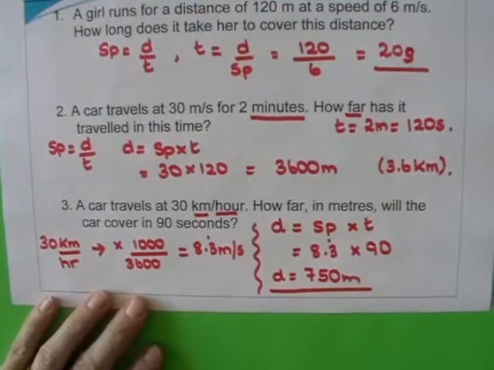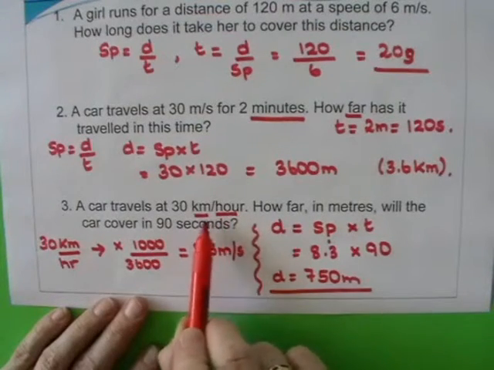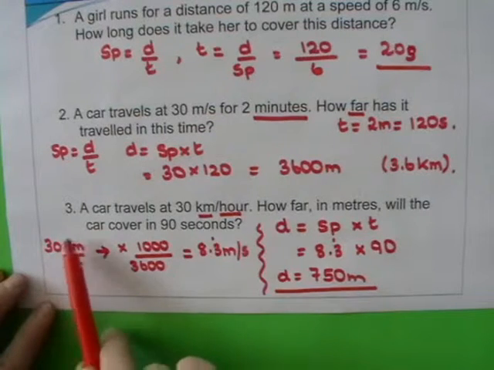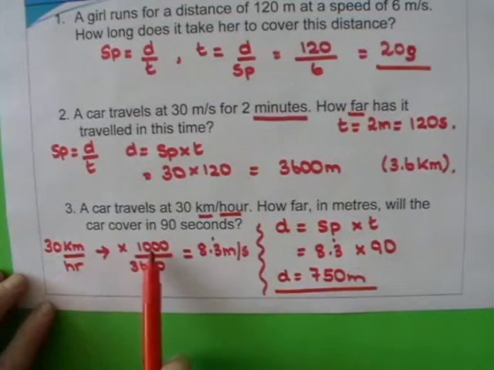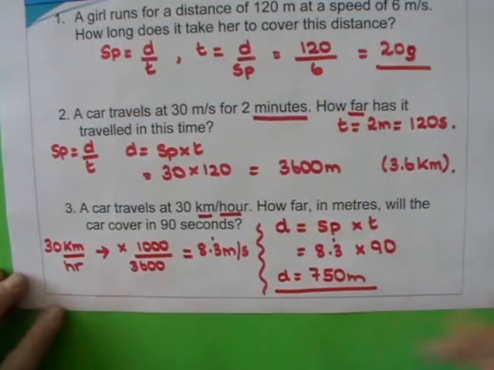There's your answer. Okay, so just watch out for that. They wouldn't often give you something like that, but do watch out. And that's how you convert it. Write it down, 30 kilometres over hours. To get 30 kilometres into metres, you multiply it by 1,000, but to get it into seconds, you have to divide by 3,600.